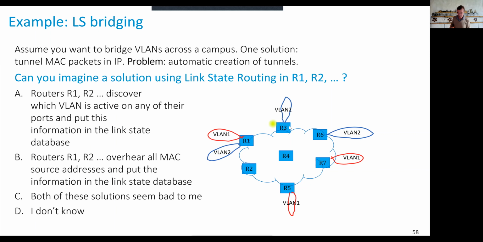Automatically means, if you remember, if the red virtual LAN is here, I need to have tunnels. Tunnels means router R1 needs to know that R7 and R5, and only R7 and R5, are members of the red virtual LAN. So I need to send any broadcast packets, and I need to build a spanning tree with R1, R5, and R7. How can I do that if I have link state routing? How would you imagine, if you work at Cisco, that you would design such a system?